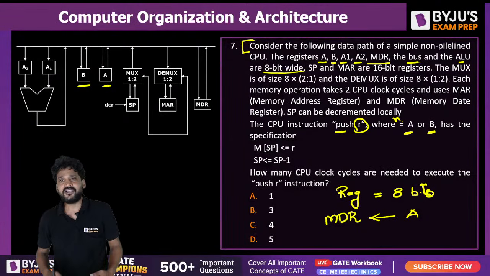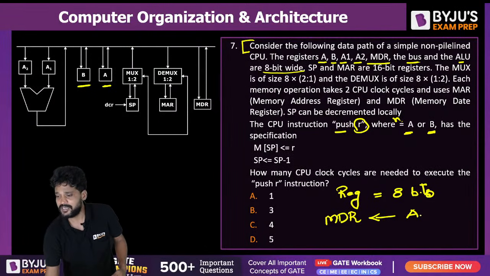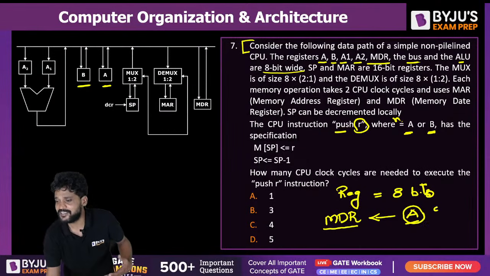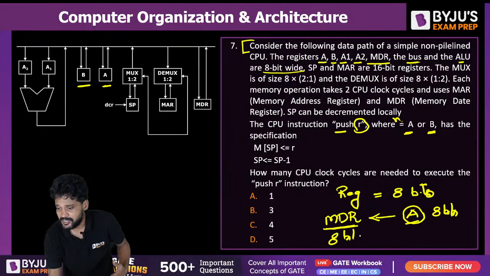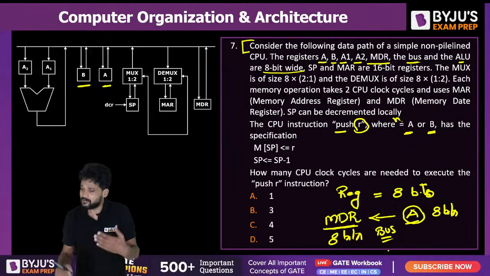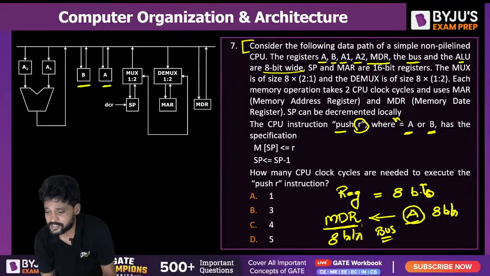So, from where are the contents being collected? The contents are being collected from A and must be transferred to the memory data register. Now, what is the size of A? Size of A is equal to 8 bits. Size of the memory data register is also equal to 8 bits. And in order to make this transfer, we require the bus system. The bus system is also equal to 8 bits. I hope I made my point very clear.